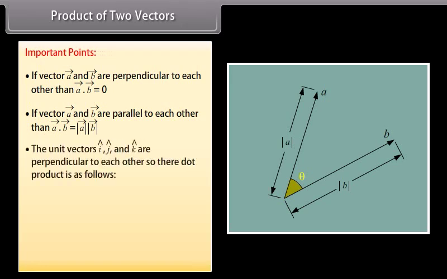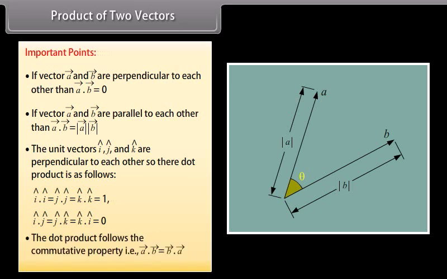The unit vectors cap I, cap J and cap K are perpendicular to each other, so their dot products are as follows. Cap I dot cap I equals cap J dot cap J equals cap K dot cap K equals 1. Cap I dot cap J equals cap J dot cap K equals cap K dot cap I equals 0.